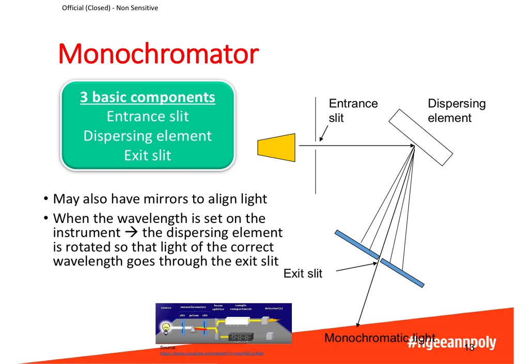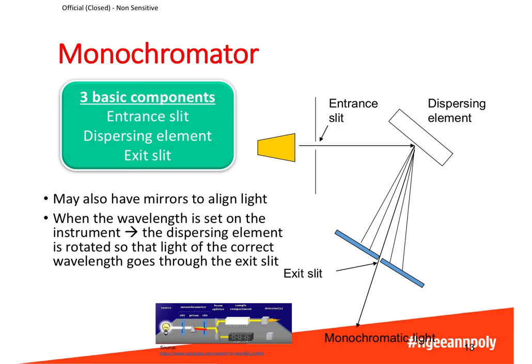The monochromator has three basic components. First, we have the entrance slit. So this is where the light comes in to the monochromator. The light then hits the dispersing element, which would separate this light into its component wavelengths. The light of a particular wavelength will then exit the monochromator through the exit slit. A monochromator may also have some mirrors to align the light.